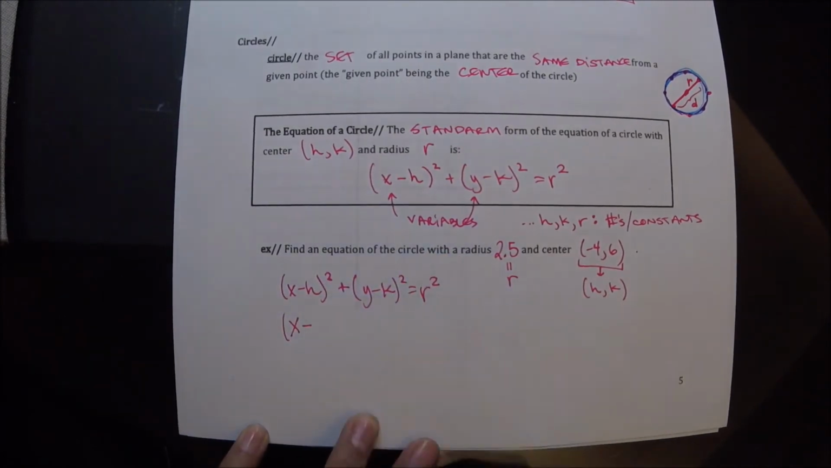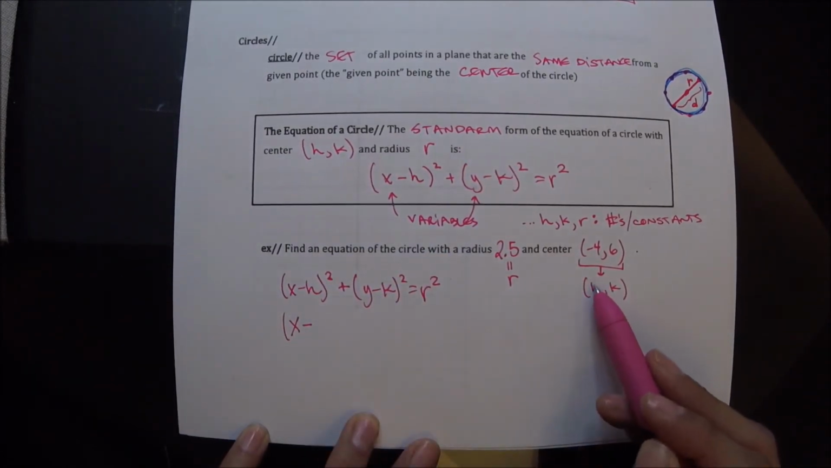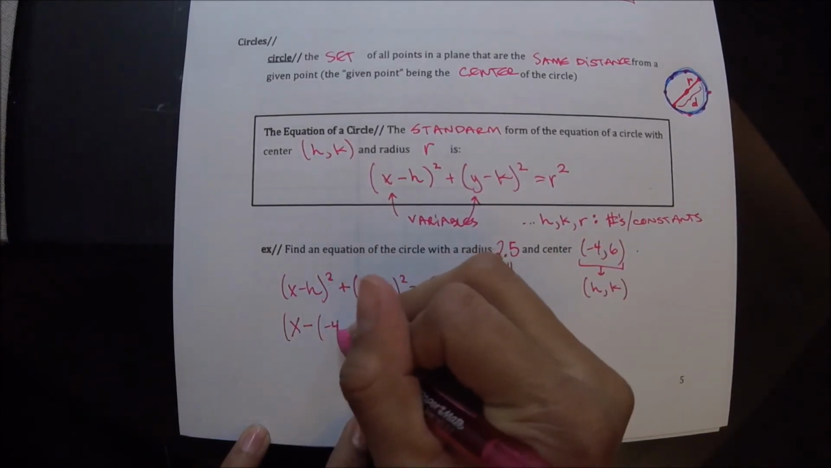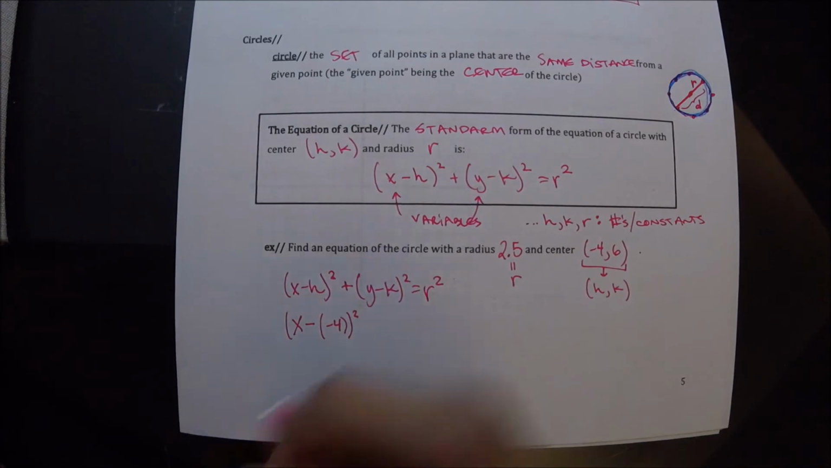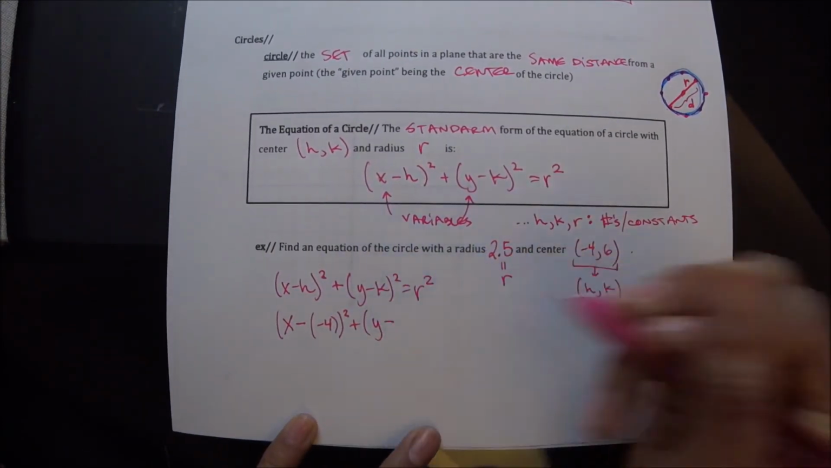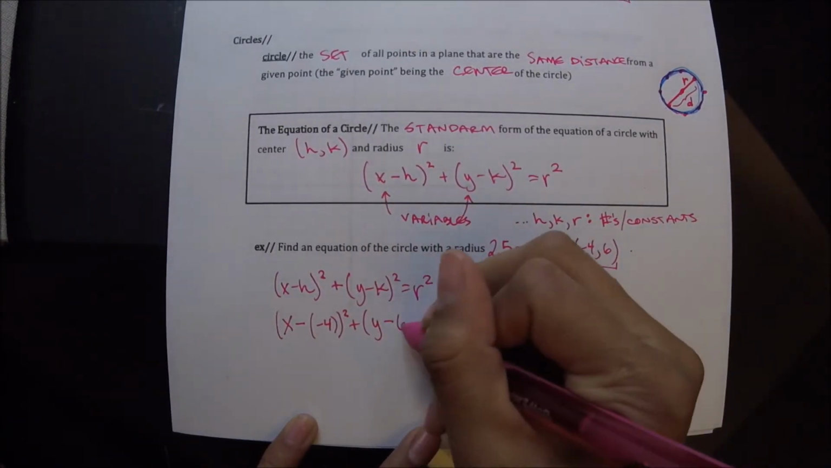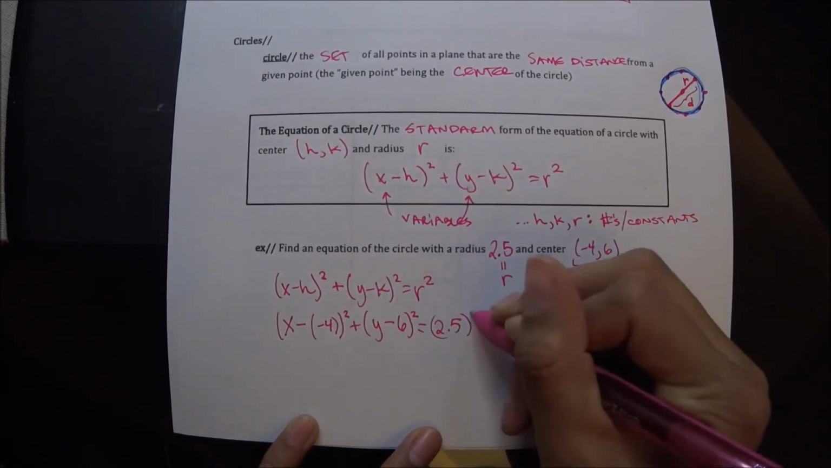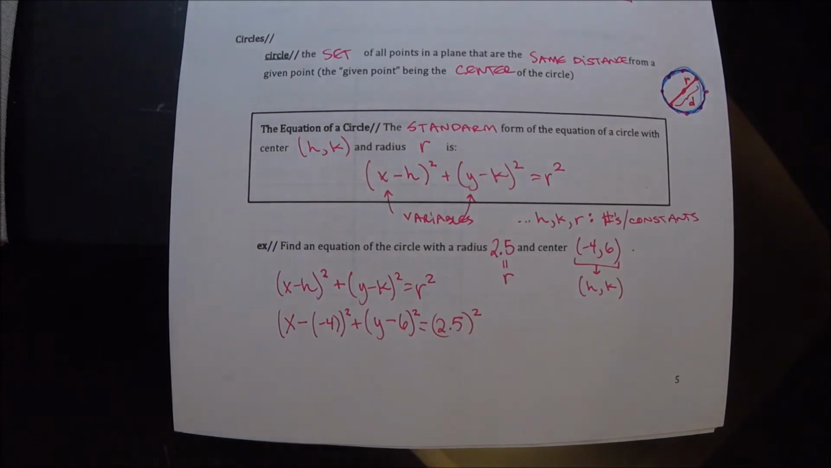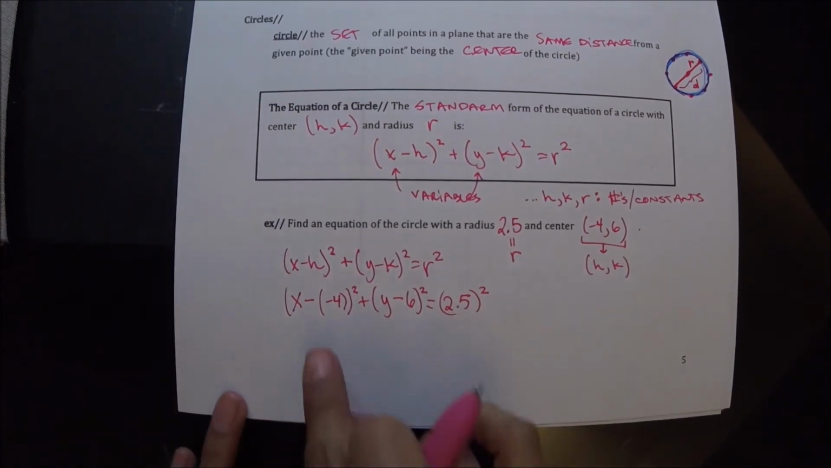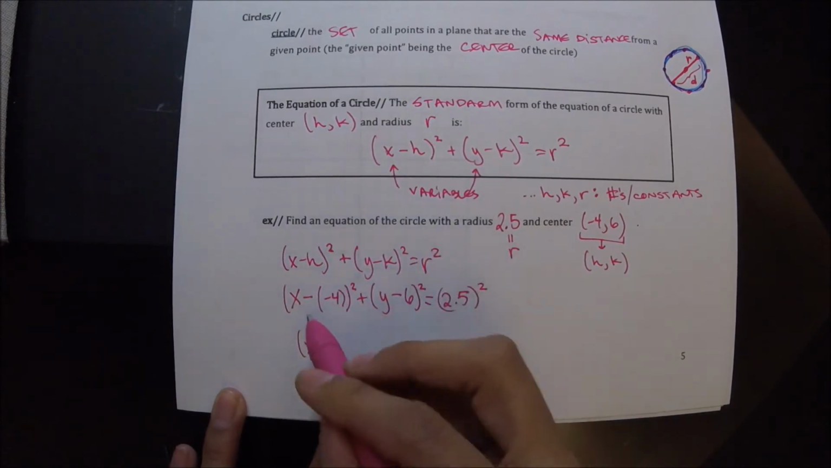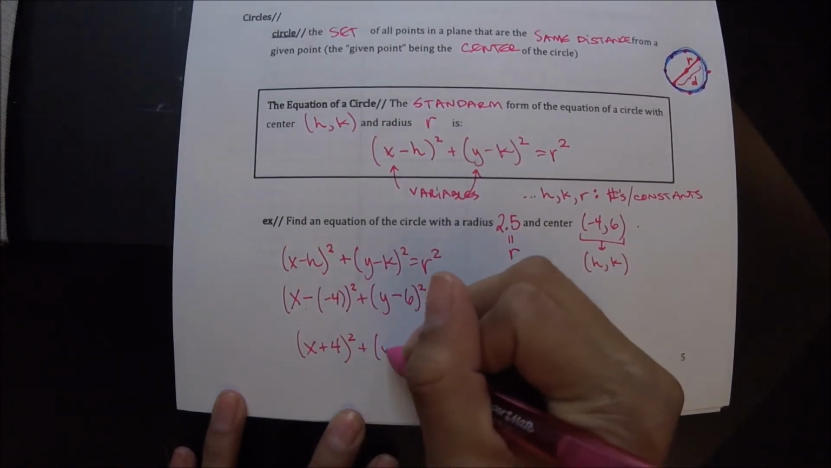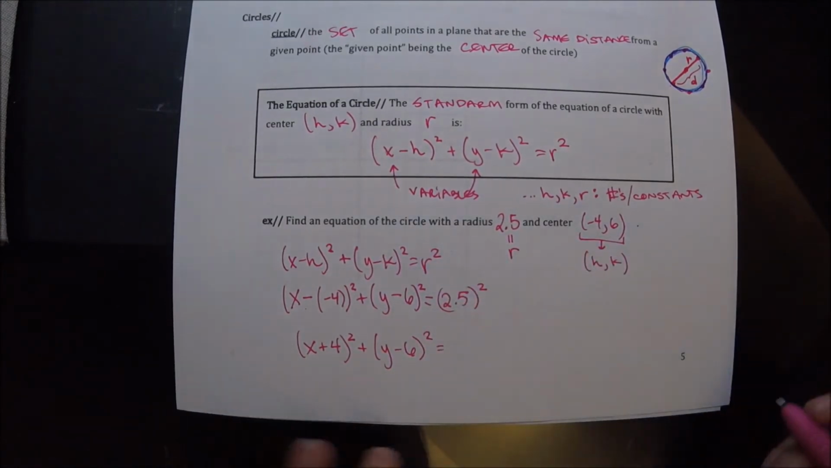X is a variable, so that's just going to stay x. X minus h. Well, h is -4, so we have to do x minus -4 and then square it. Plus y minus k, k is 6, so y minus 6 squared equals, and then the radius is 2.5, and we have to square that. And then let's just simplify a little bit. X minus -4 is x plus 4, and then square it, plus y minus 6 squared equals, and then 2.5 squared.